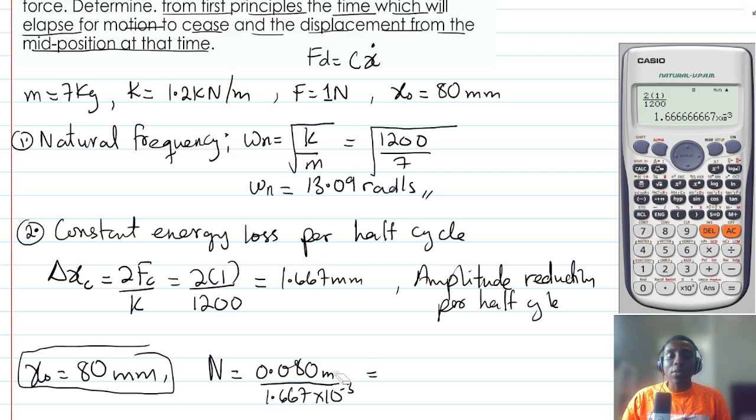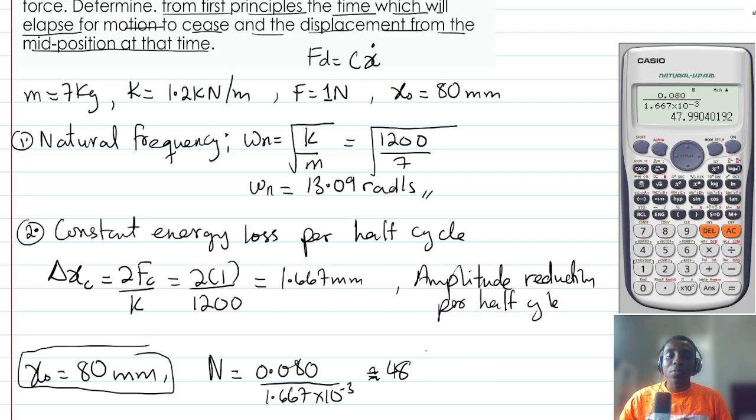So why are we doing this? We are doing this because we want to calculate what we call the number of half cycles, because that is what we are going to use to calculate the time it will take for it to come to rest after the motion is set in. Okay, so that is 1.667 times 10 to the power minus 3. And so we have 47.99, which is approximately 48 cycles. So this 48 cycles here is actually half cycles.